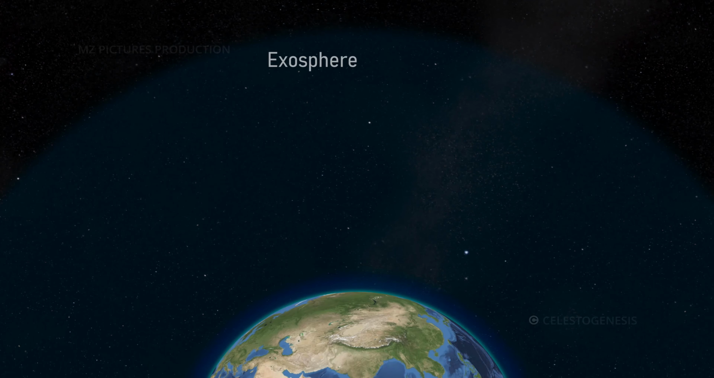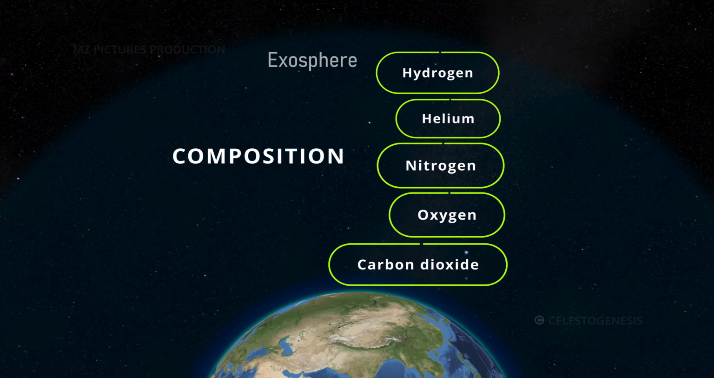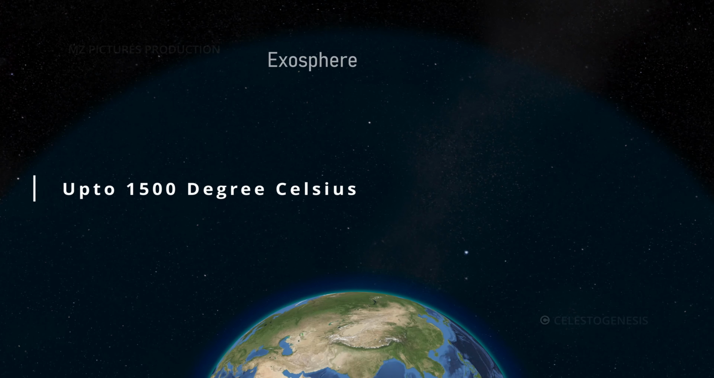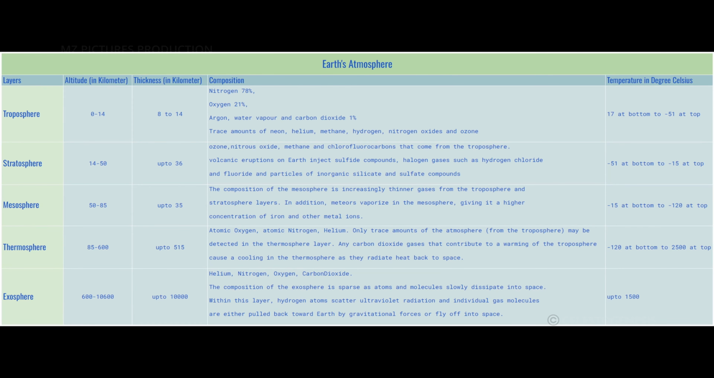The major components are hydrogen, helium, nitrogen, oxygen, and carbon dioxide. The temperature can reach up to 1,500 degrees Celsius. And here we have a table of information regarding altitude, thickness, composition, and temperature in layers of atmosphere.